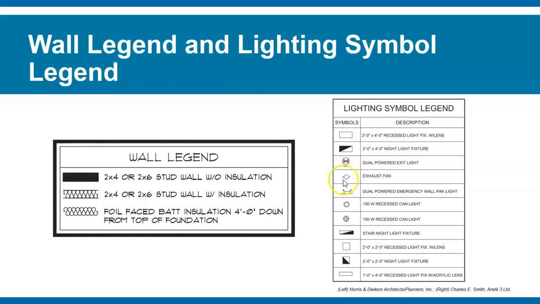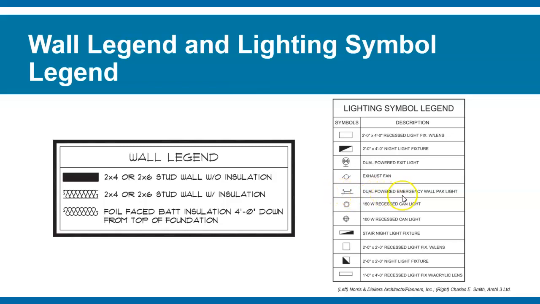So this symbol here, 2 circles with 2 lines coming out of it, that's the symbol for an exhaust fan. Okay, it doesn't really look like a fan blade, but it is a symbol nonetheless that represents an exhaust fan. So if you see that at a particular space, you know that it's intended that there's supposed to be a fan at that location.